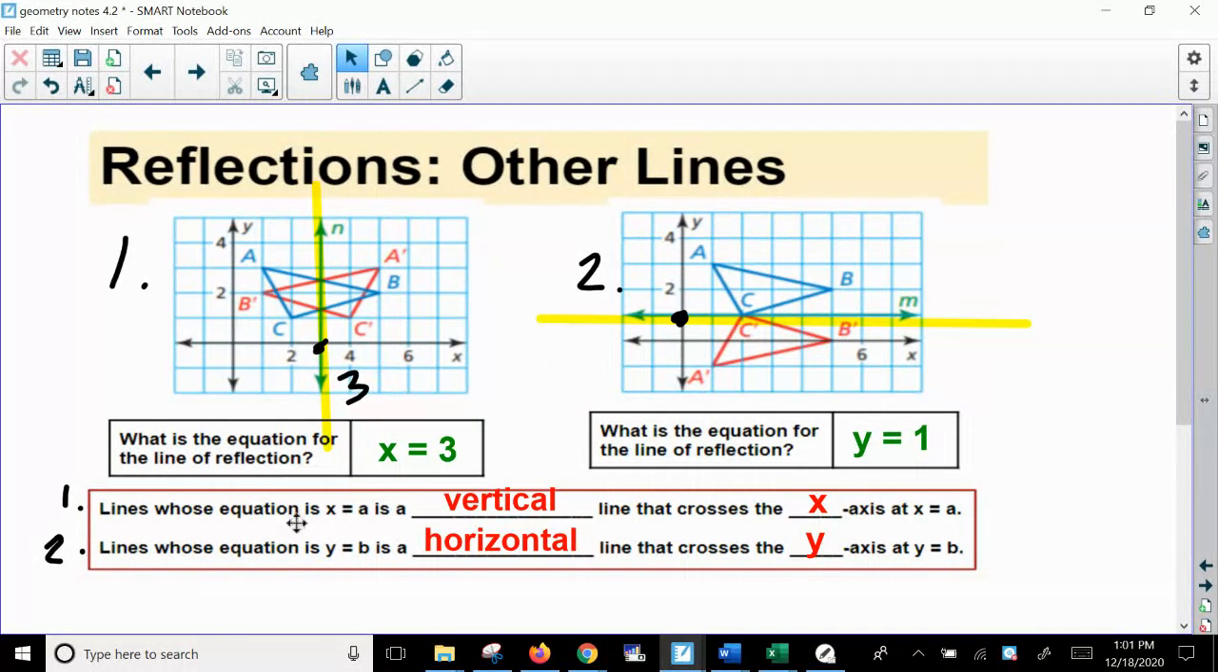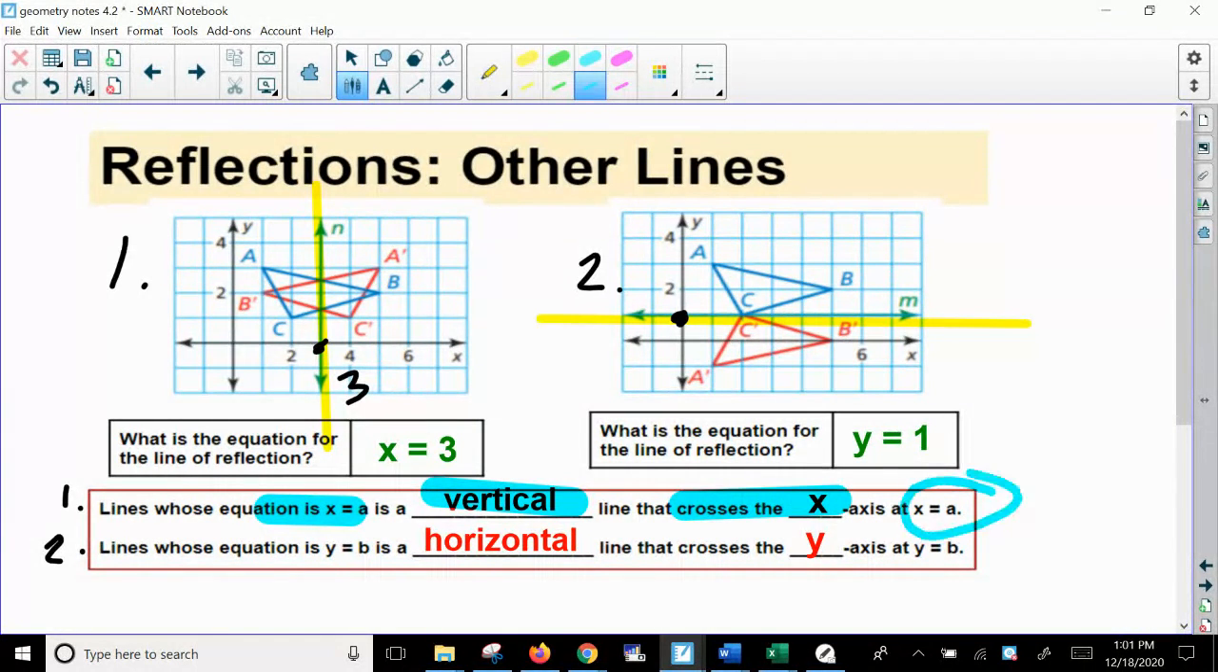You need to know that any line whose equation is x equals some number is always going to be a vertical line, and that vertical line crosses the x-axis at wherever the number is. If your equation says y equals some number, then that will always be a horizontal line that crosses the y-axis at wherever that number is on the graph.